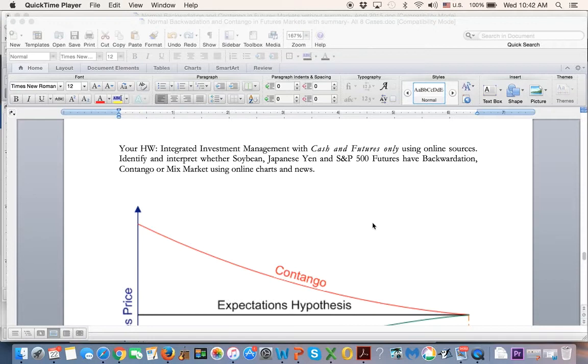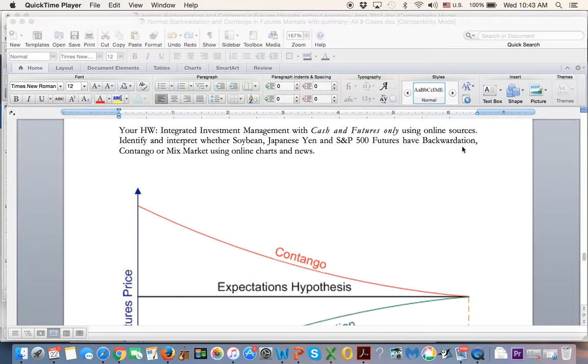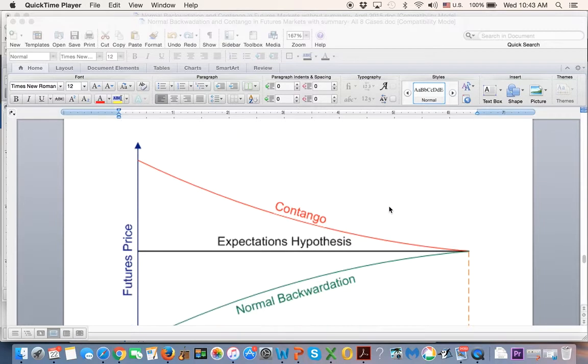Folks, you are doing your second homework, which is integrated investment management with cash and futures only using online sources. And you have to identify and interpret whether soybean, Japanese yen, and S&P futures have backwardation, contango, or mixed market.